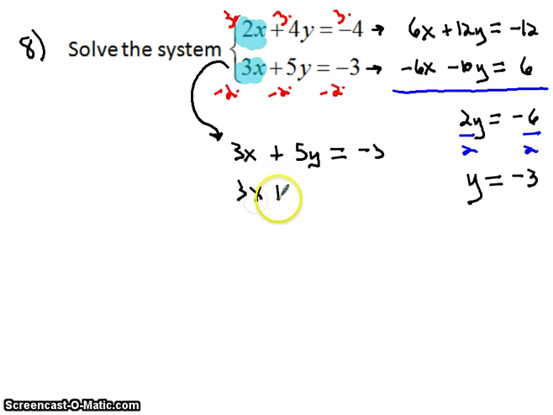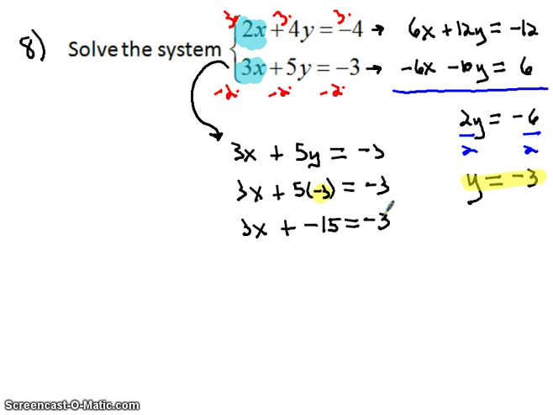I will now substitute for my y value. So when I get to the point of writing the y the second time around, I'll write a parenthesis. I will substitute my y value into the parenthesis. I will now follow order of operations and multiply. And I will get it down to a two-step equation. 3x and negative 15 is equal to negative 3.